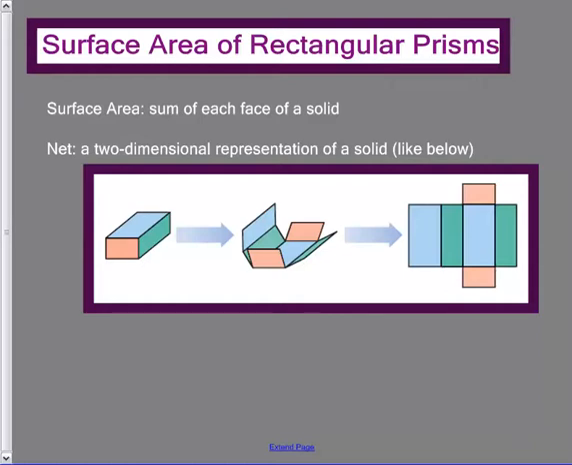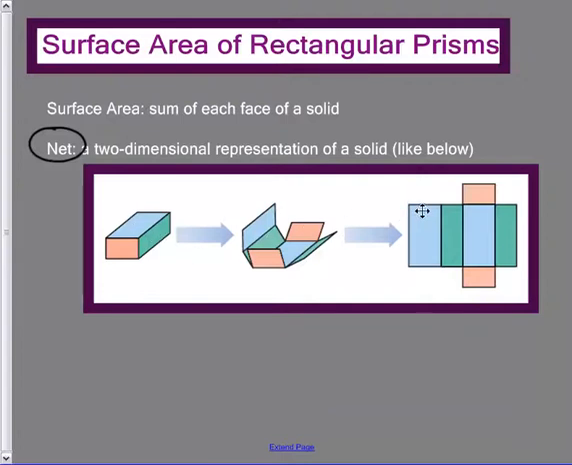Guys, today we're talking about surface area of prisms. We're going to talk first about rectangular prisms. Surface area is the sum of every face on a solid. So you would take this entire shape and decompose it into what we call a net, a two-dimensional representation of the solid, like this one.